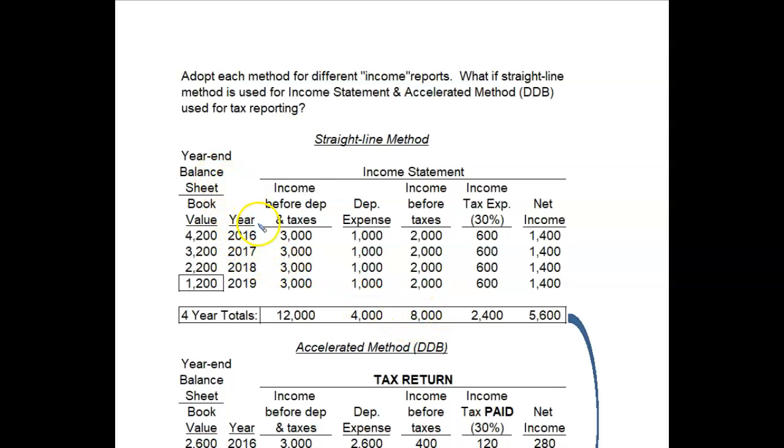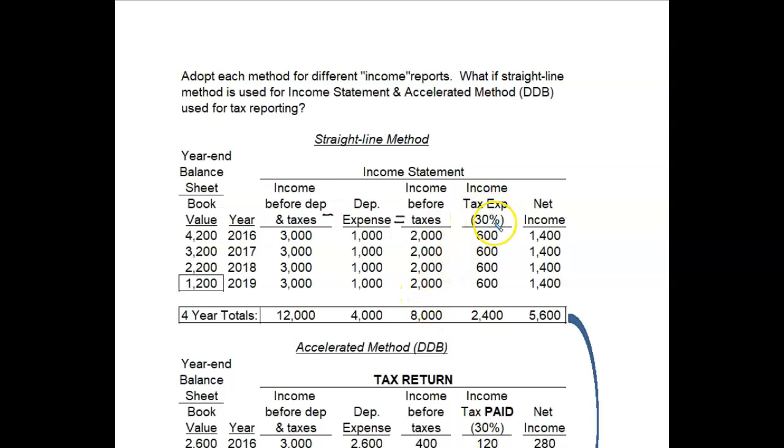So, let's say we have 4 years here, and I just made up income. If I exclude depreciation expense and income tax expense, let's just say it's $3,000 a year, that it stayed the same, which is very unrealistic, but it keeps everything simple. With the straight line method, remember we said $1,000 of depreciation expense a year, and of course that will accumulate to $4,000. So then that gives us income before taxes of $2,000.